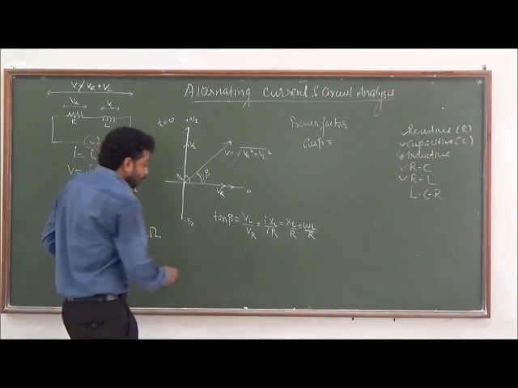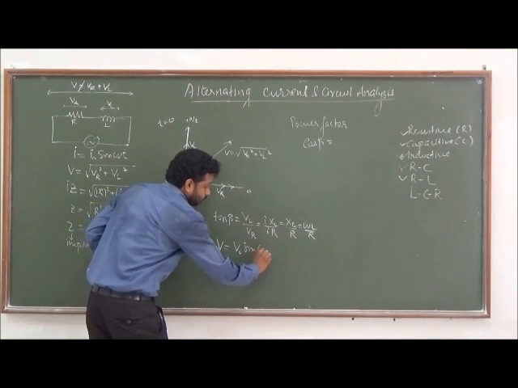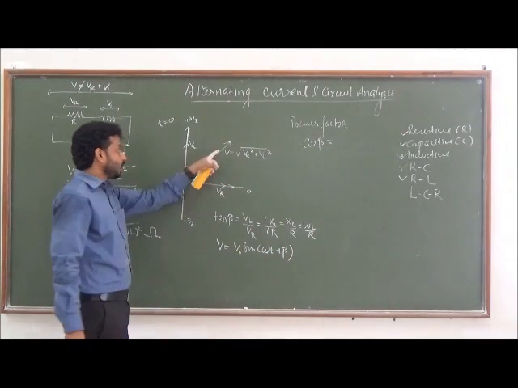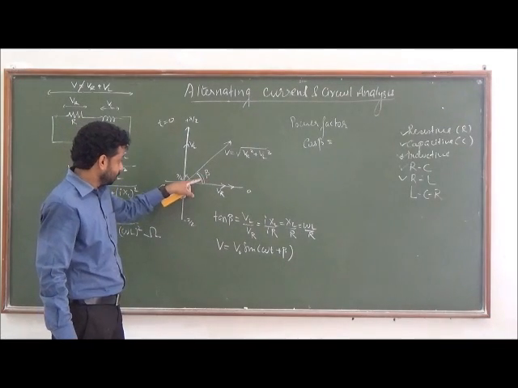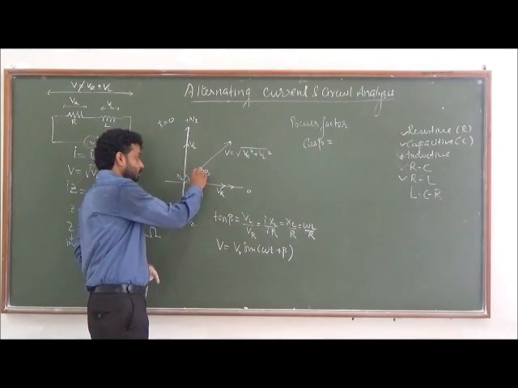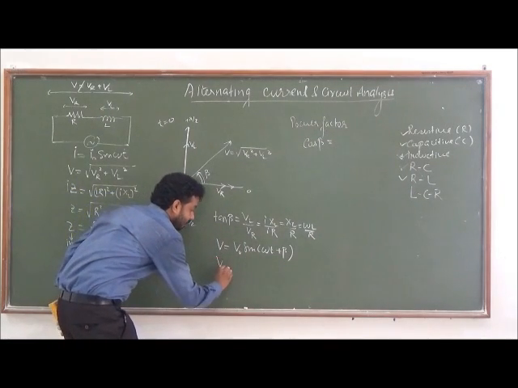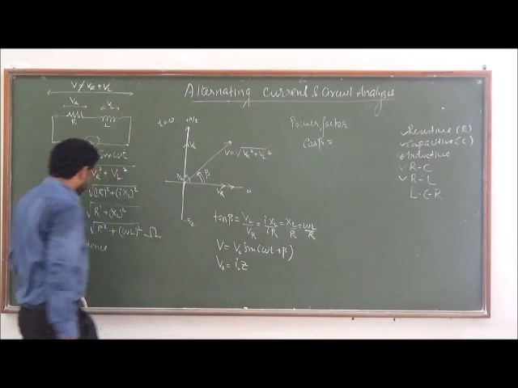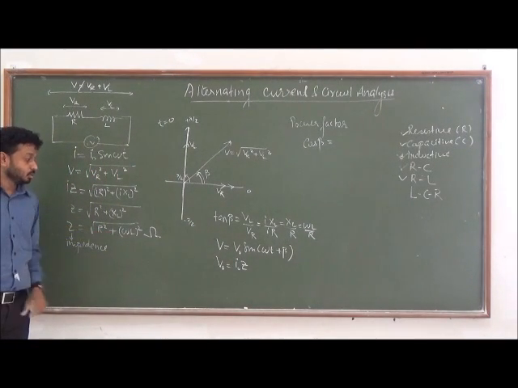Now, if I have to write the potential as V0 sine omega t, then I have to put plus beta here. The reason is that the voltage is now leading the current by an amount of beta. You can see beta is anti-clockwise, so it's a positive angle. So it's plus beta. Where V0 can be written as I0 times Z, and Z we have already found as root over R square plus omega L whole square.